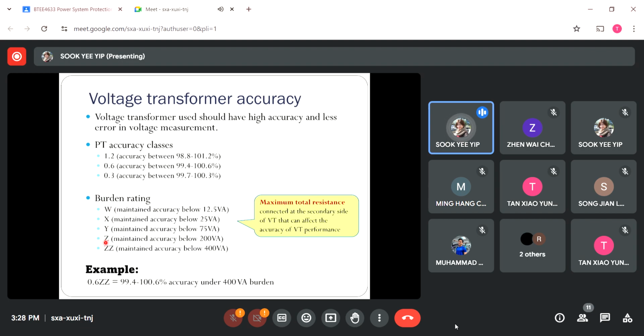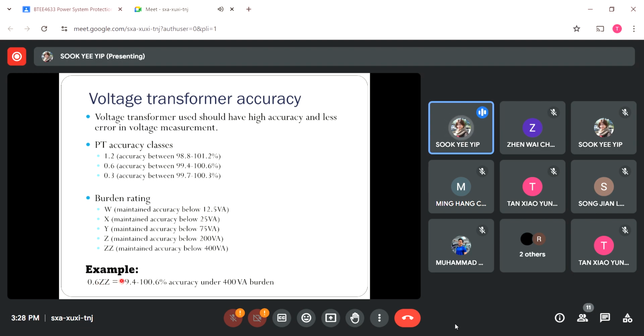So let's see how we can identify or read the accuracy class as well as the burdens rating for a voltage transformer. So suppose right now you are given a voltage transformer and its spec is labeled as such with IEC standard code here at 0.6 ZZ.